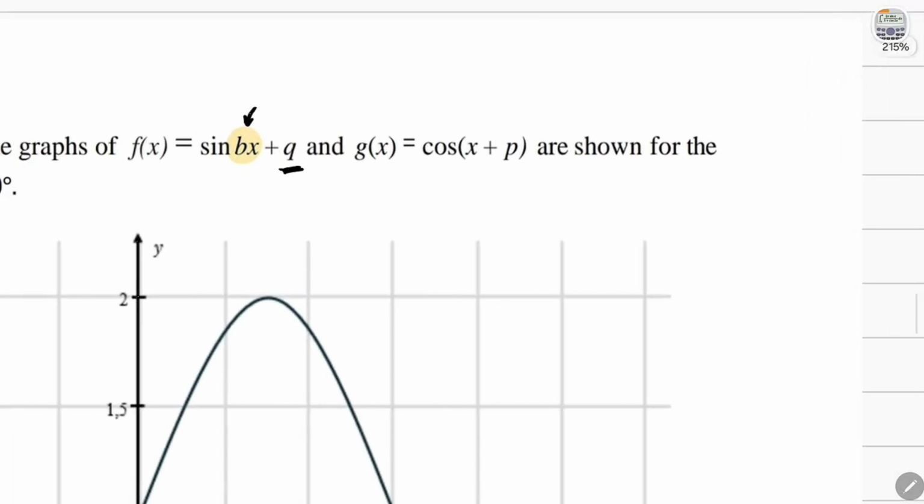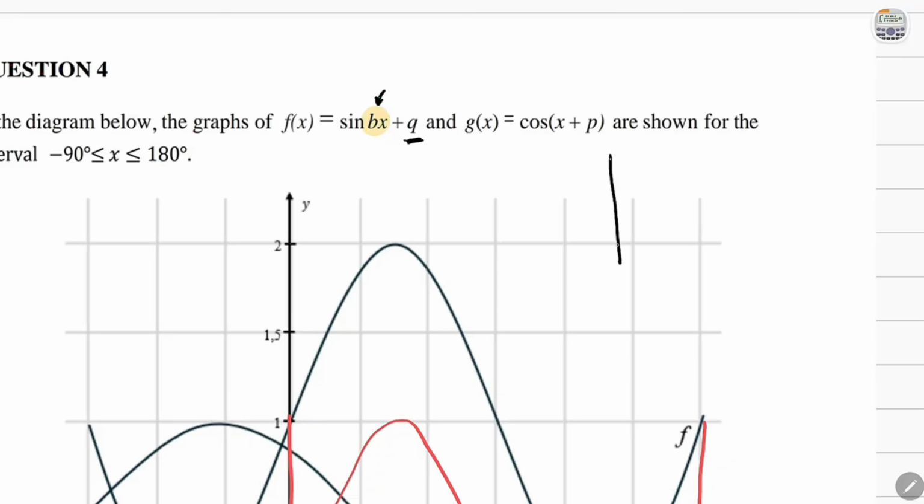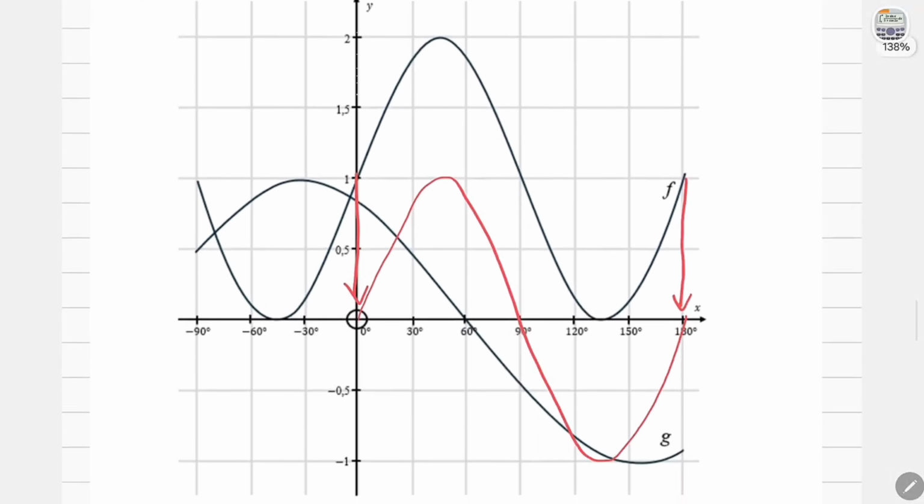So P is in the cos graph. Now notice what it says. It says cos and then x plus P. It's not like this case where you took the entire sine graph and then you added to it. We are adding directly to the x. When you are adding to x, it means that this graph is either being shifted to the left or the right. Because adding or subtracting to an x value would shift it either to the left or the right.